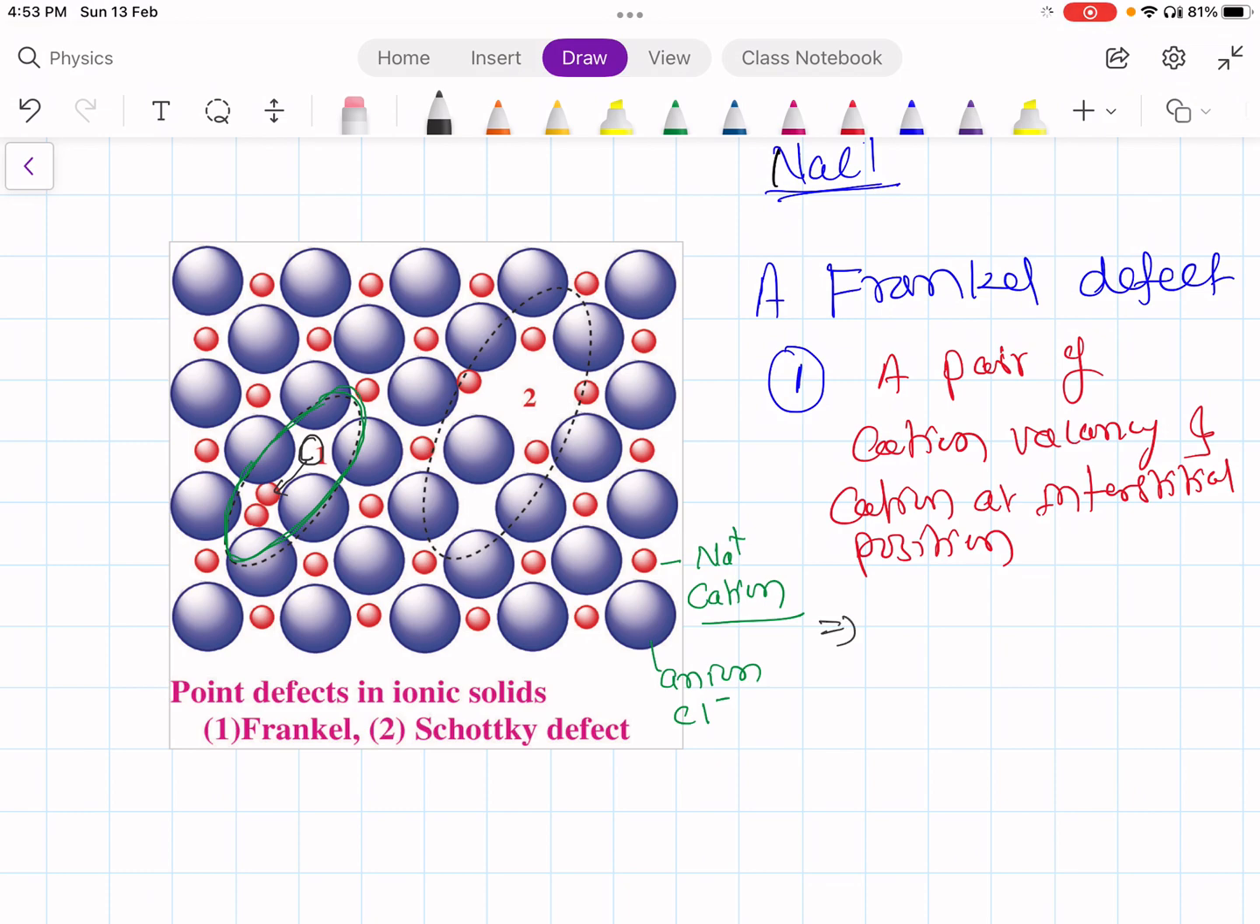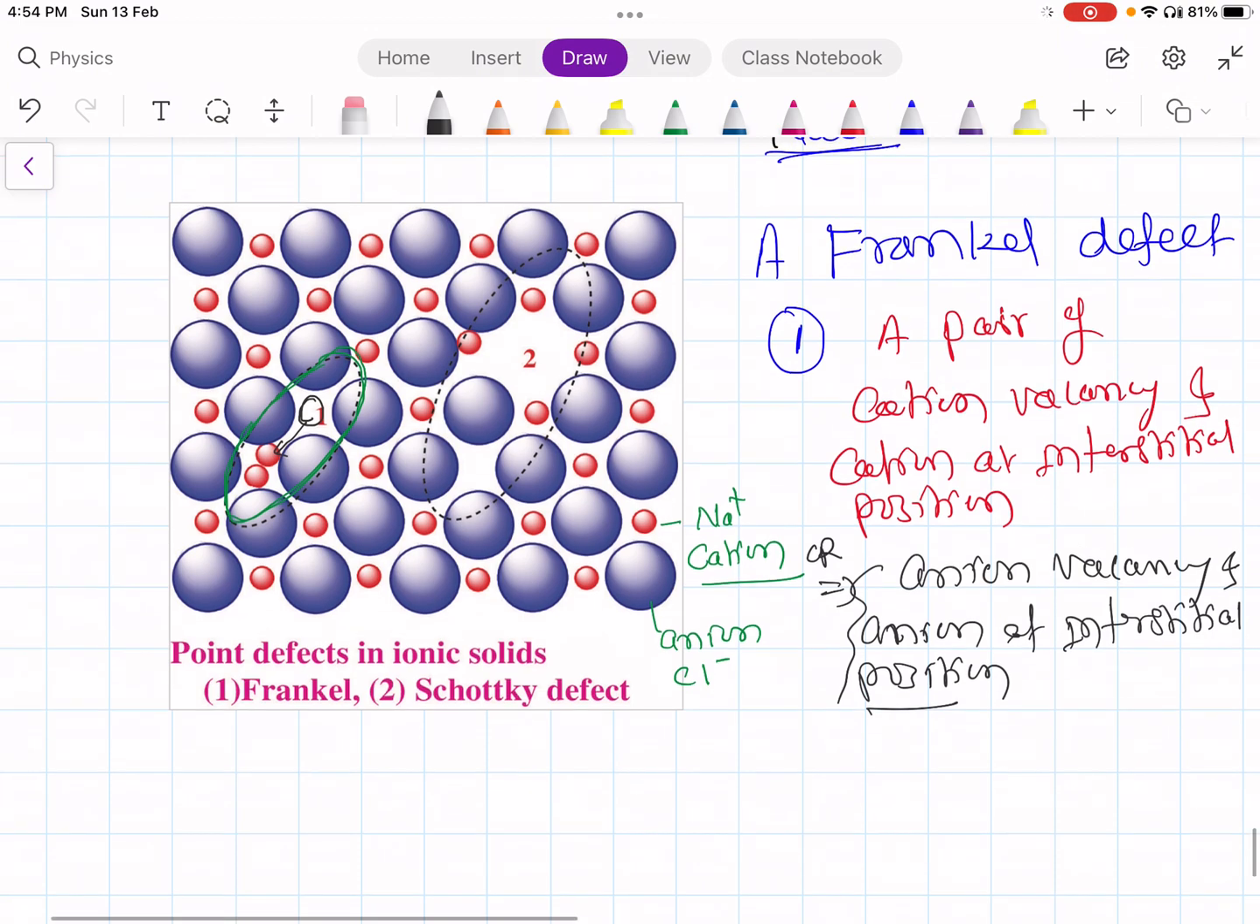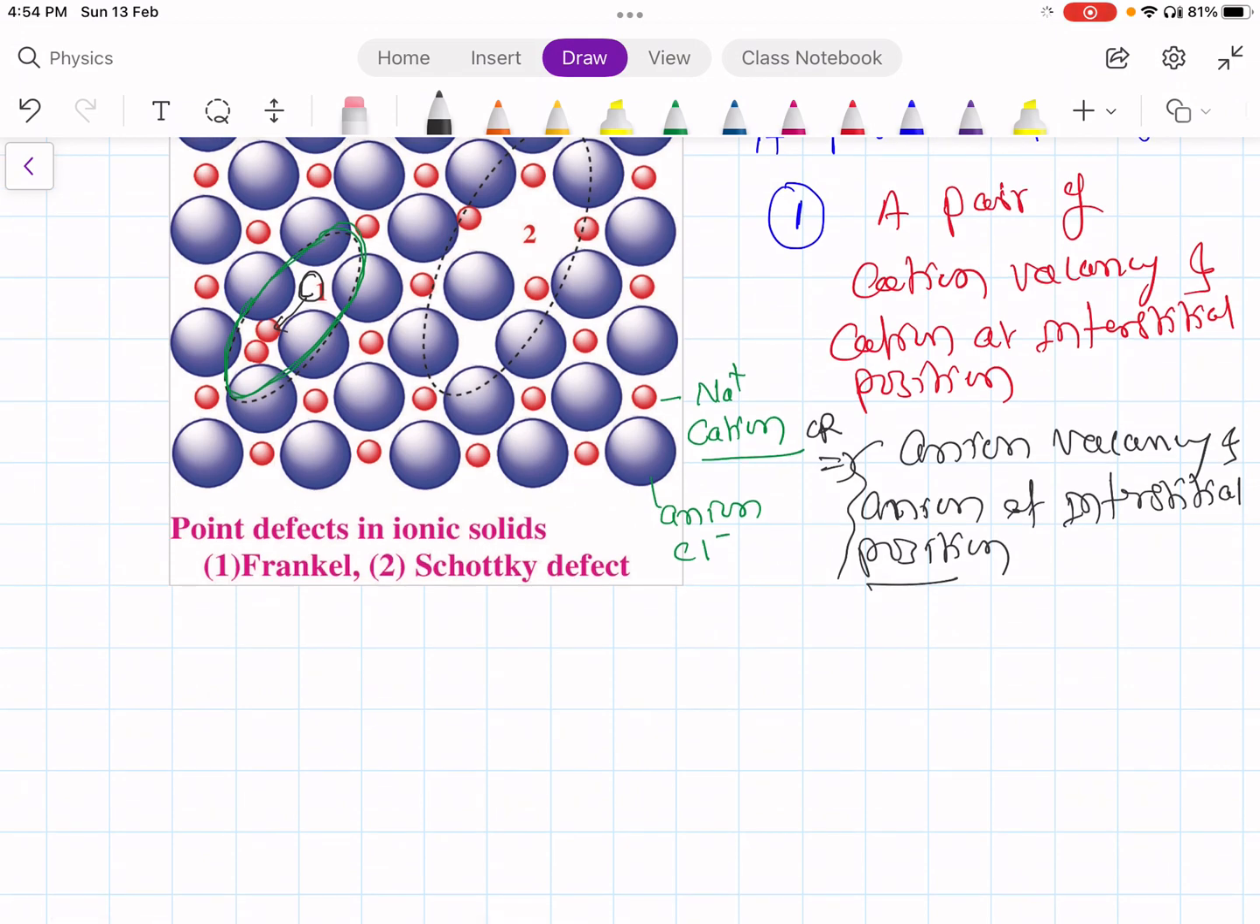There also can be an anion vacancy, one anion vacancy and an anion at an interstitial position. But since anions are bigger in size compared to the cations, this is rare. Anion vacancy and anion at interstitial position is rare. Generally, what you see is cation vacancy and cation at interstitial position. Charge neutrality is maintained, and that defect is called Frenkel defect. The next defect is the Schottky defect.